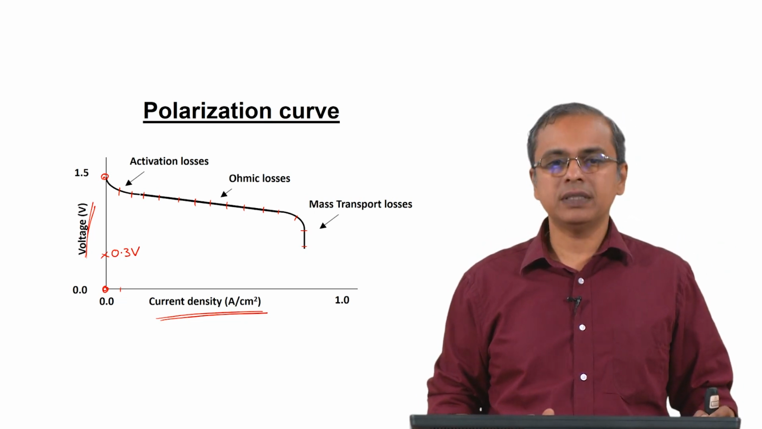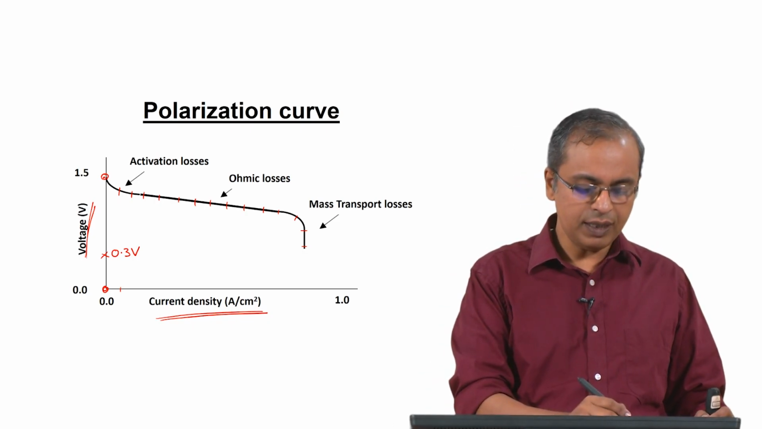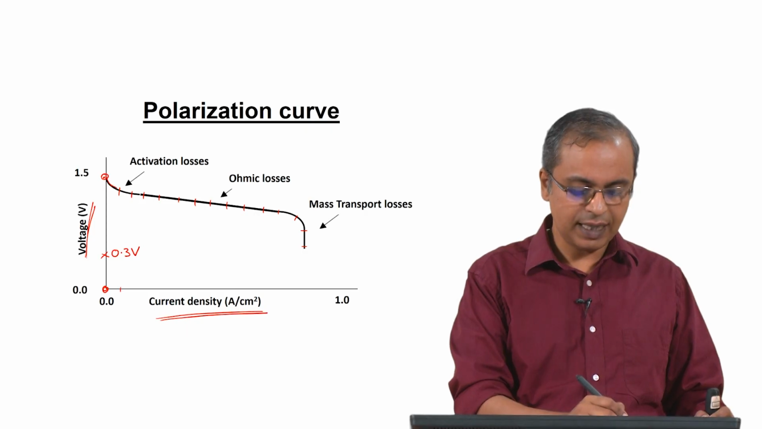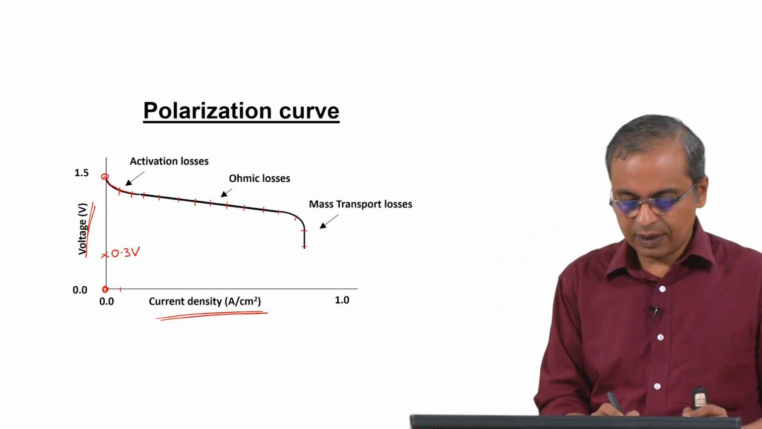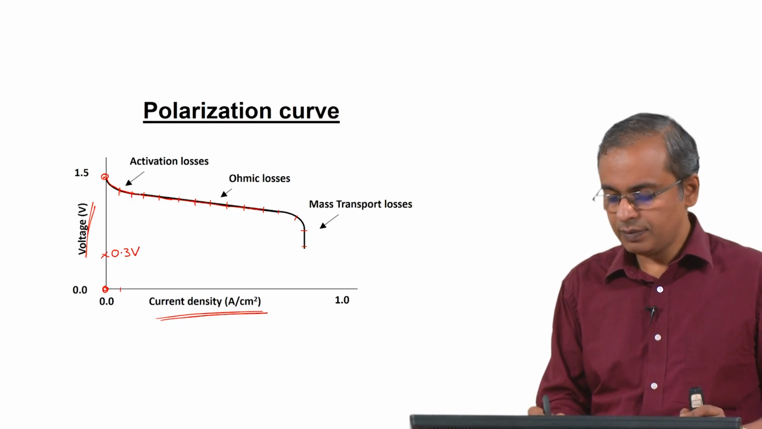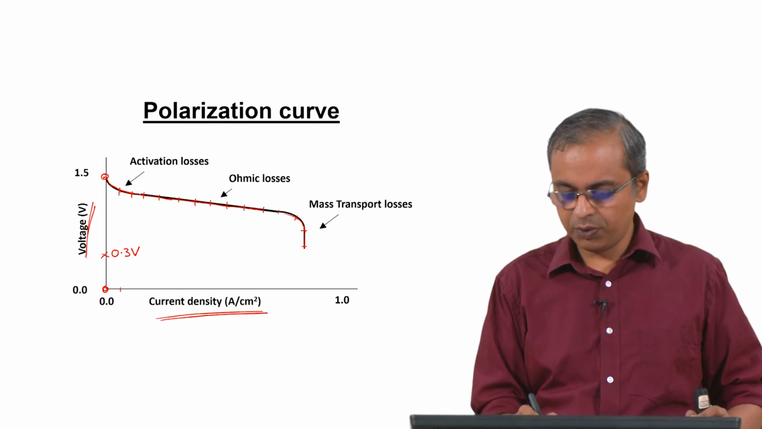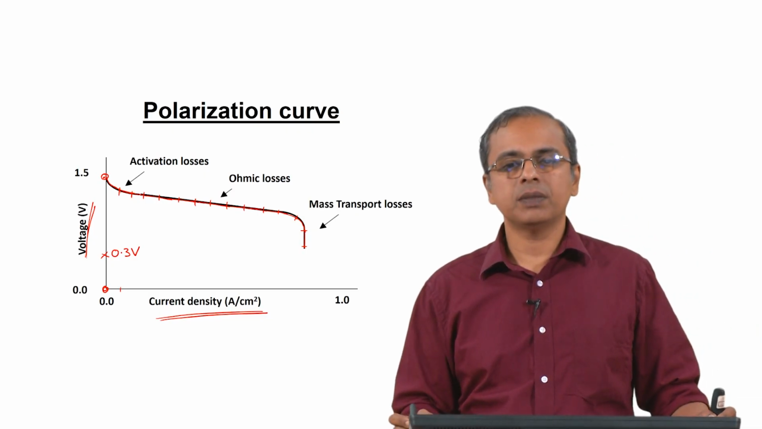Invariably you will see a curve of the nature that you see on your screen here. It starts off at a high value of voltage, and then it starts sliding down, and you see this curve that is generated here. It just goes down and then it precipitously begins to drop down. So, this is a polarization curve.